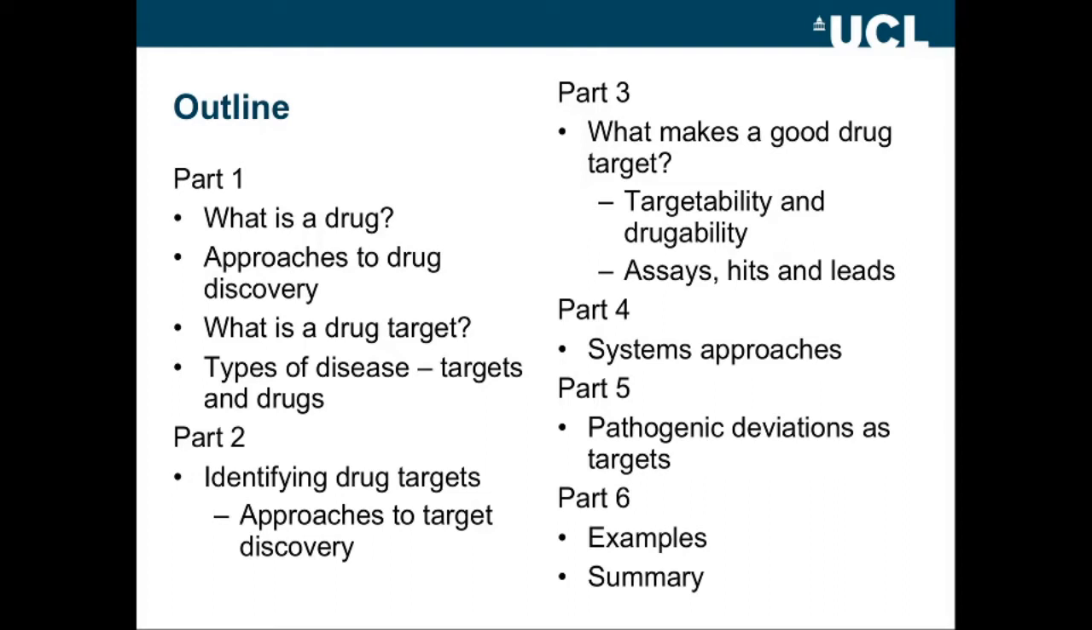In part 2 we will look at identifying drug targets and approaches to target discovery. In part 3 we will look at what makes a good drug target, targetability and drugability, and the importance of assays so that we can assess new targets and drugs, and the concept of going from hits to leads. In part 4 we will look at systems approaches, part 5 the idea of pathogenic deviations as drug targets, and finally in part 6 we will look at some examples and do an overall summary.